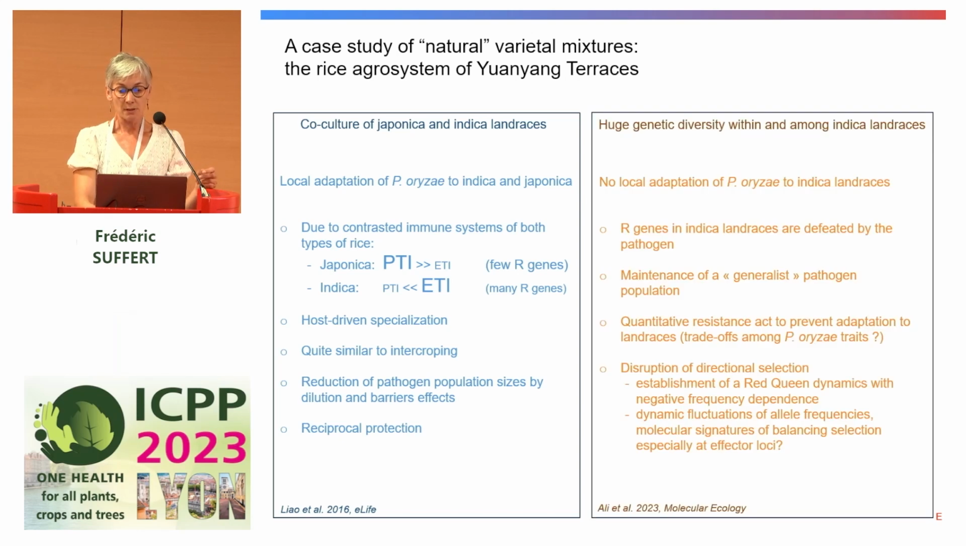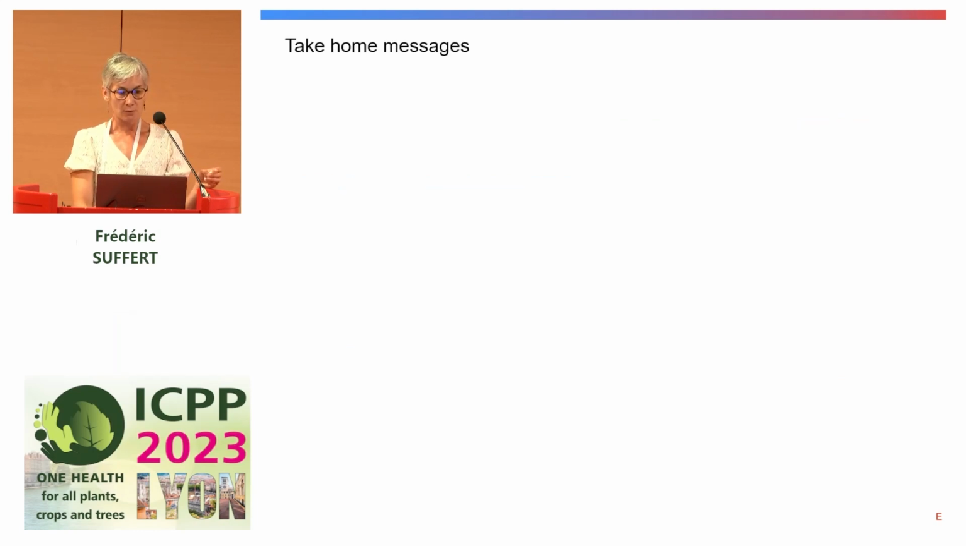And on the reverse, within the indica compartment, there is no local adaptation of the blast population to the different indica land races. Our hypothesis is that, in fact, this is the signal of the disruption of directional selection and the establishment of a kind of red queen evolutionary dynamics, and that's what we want to verify using population genomics in the future.